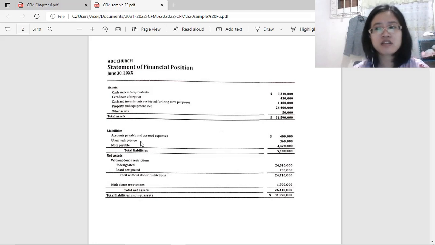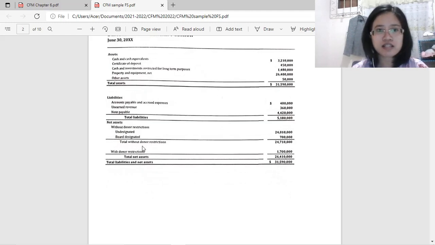So it's either they paid in full at the beginning of the trimester. Before the semester ends, normally this would have a balance. This would be earned as the services, the education, is served to the students. And then you have notes payable for, let's say, loans or borrowings. Again, all these the church has an obligation to pay.